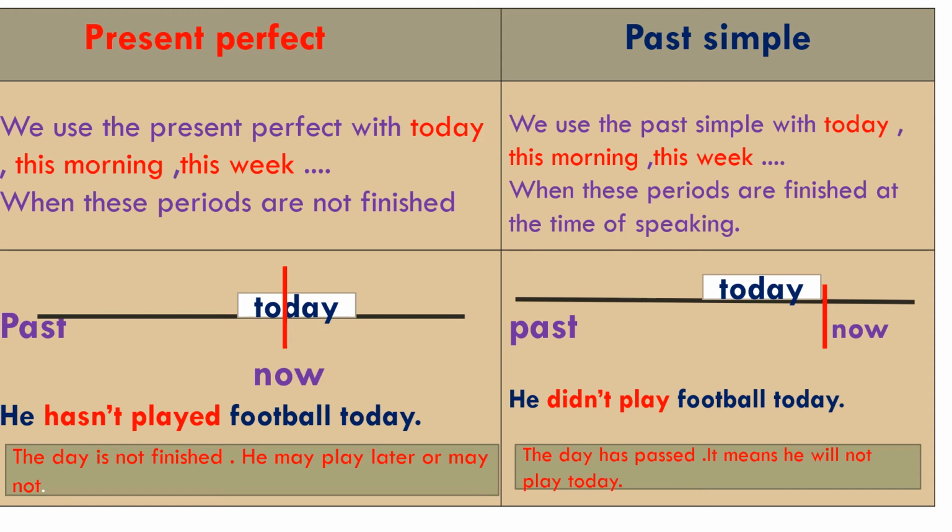He didn't play football today. هو لم يلعب كرة قدم اليوم. The day has passed. انتهى اليوم. It means he will not play today. هذا يعني أنه لن يلعب في هذا اليوم.